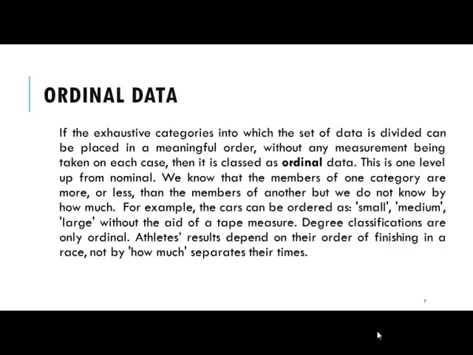The second one is ordinal data. Ordinal data means they have some specified order, a natural order of arrangement. If the exhaustive categories into which the set of data is divided can be placed in a meaningful order without any measurement being taken on each case, then it is classed as ordinal data. It is one level up from the nominal scale, which is the lowest level of measurement. We also know that the number in one category is more or less than in another, but we do not know by how much.